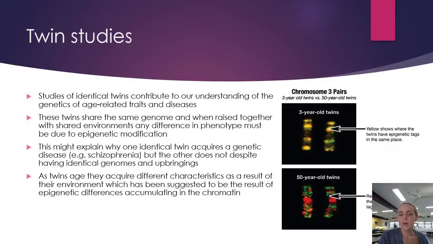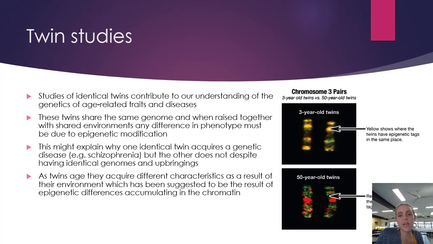Now, another point when it comes to the environment influencing gene expression is looking at age and how age affects the traits that we express. And one way that this is done is by studying identical twins. These sorts of studies are really useful because we can look at two people that share the same genome, and if they are raised together and share the same environment, then often any differences in their traits or their phenotypes have to be due to some type of epigenetic modification.